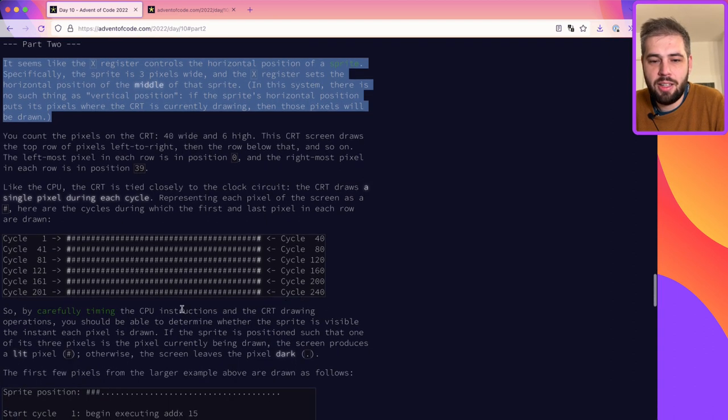Okay, it seems like the X register controls the horizontal position of a sprite. Specifically, the sprite is 3 pixels wide, and the X register sets the horizontal position of the middle of that sprite. In this system, there is no such thing as vertical position. If the sprite's horizontal position puts its pixel where the CRT is currently drawing, then those pixels will be drawn.